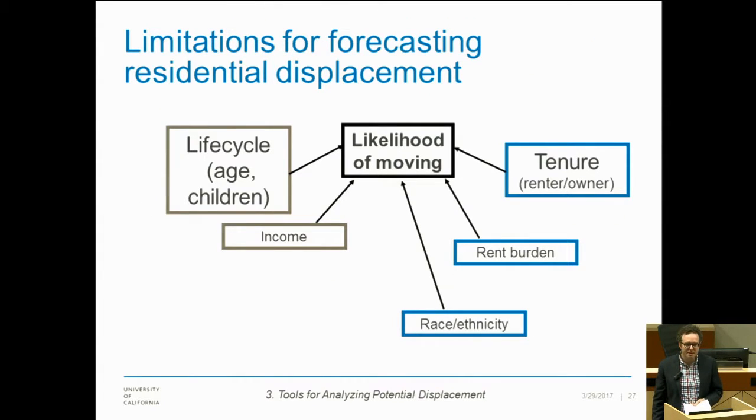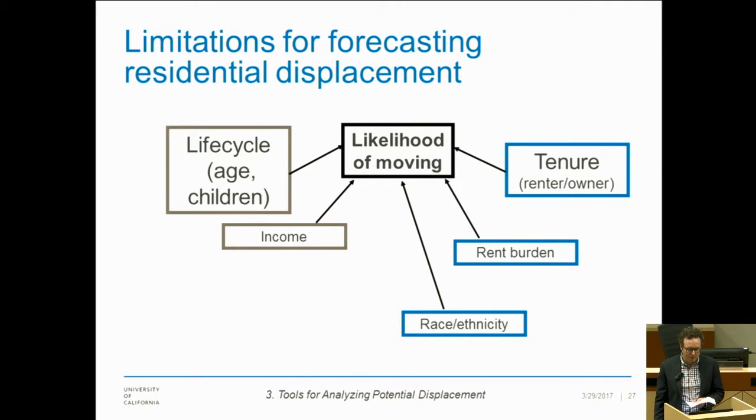So in UrbanSim, at the most basic level, residential displacement is going to show up as a combination of households moving out of their current housing and then moving into housing in a different location. So those are the components of the model that we were most focused on improving.